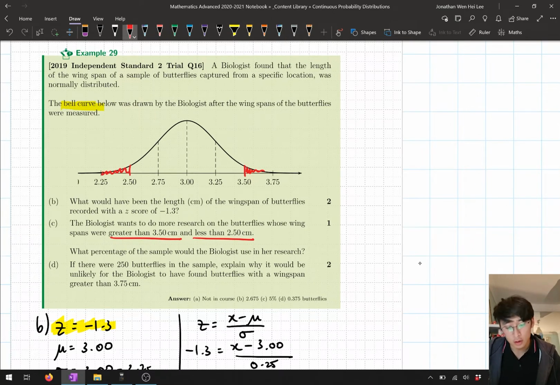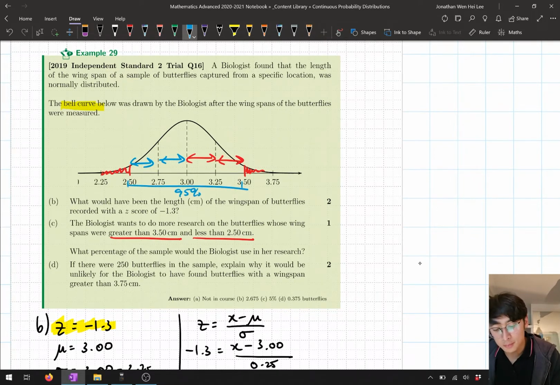Okay, so this is where we need to use that standard deviation rule. So 68, 95, 99.7. So let's figure out how many standard deviations away that is. So here, if you have a look, 3.5 is two standard deviations above. So 1, 2, and 2.50 is 2 standard deviations below. 1, 2. And so what this means is, from here to here, that's 95% by using that rule.